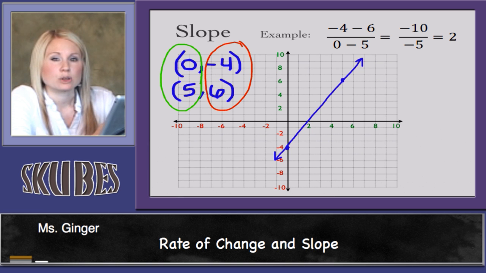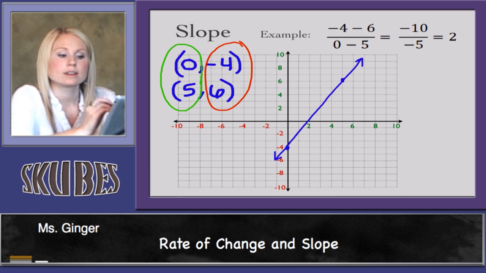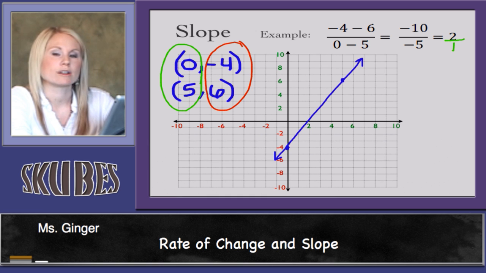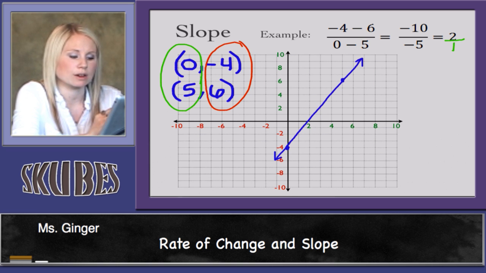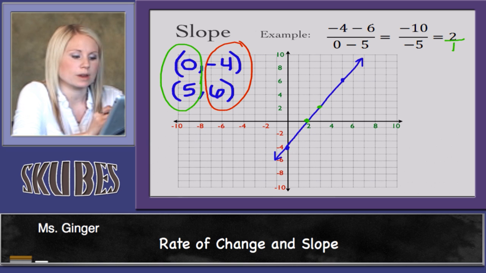Oftentimes we like to think of slope as a fraction, rise over run, so if you're needing to look at it like that, you can always put your 1 underneath your whole number, because that doesn't change the value of your whole number. And now we've got a slope of 2 over 1. 2 units in the rise direction and 1 in the run direction. 2 up, 1 over. You can see if we go from any point on this line to get to the next point, we would need to travel 2 units up and 1 unit over.